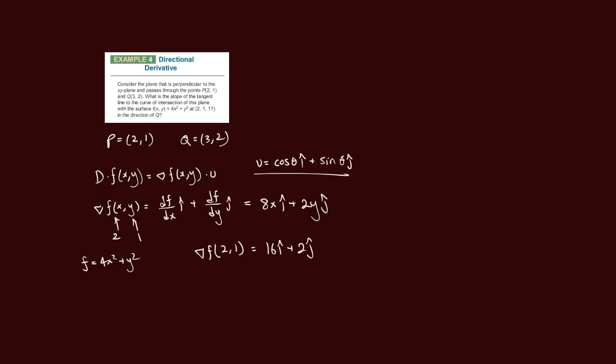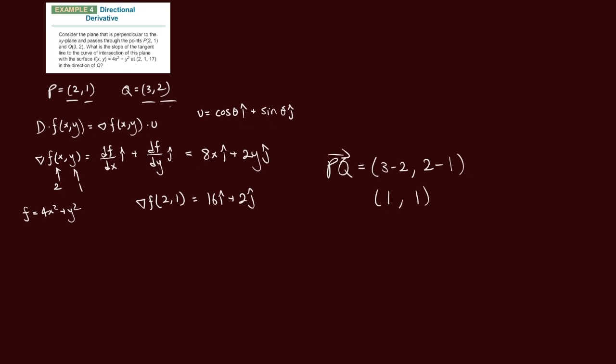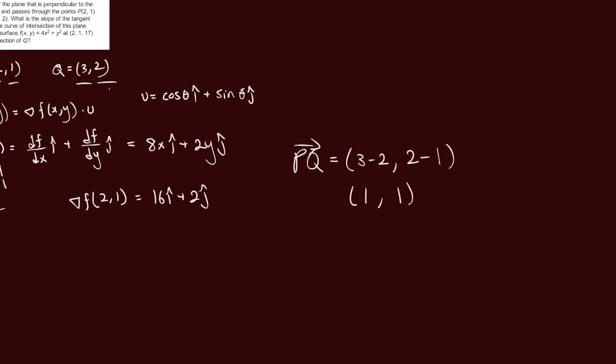Now, we're not given an angle, but we can find our angle using this. So if we take the difference of P and Q, so 3 minus 2, and then 2 minus 1, we get 1 and then 1. Okay? So this will just be 1i plus 1j. That's another way you can write it, because we call this x and this y. So we can rewrite it this way.